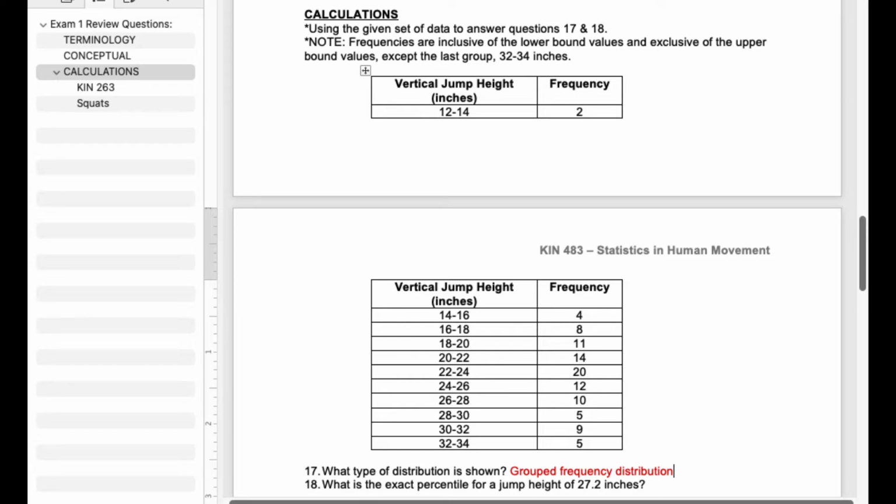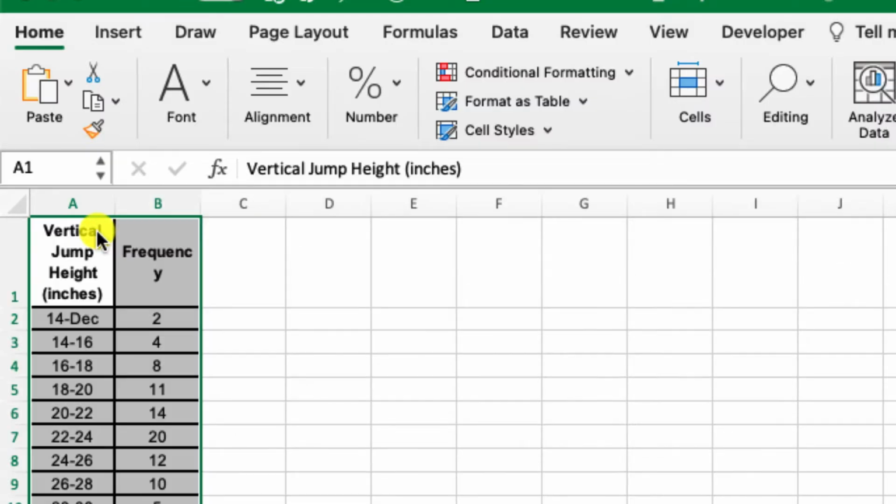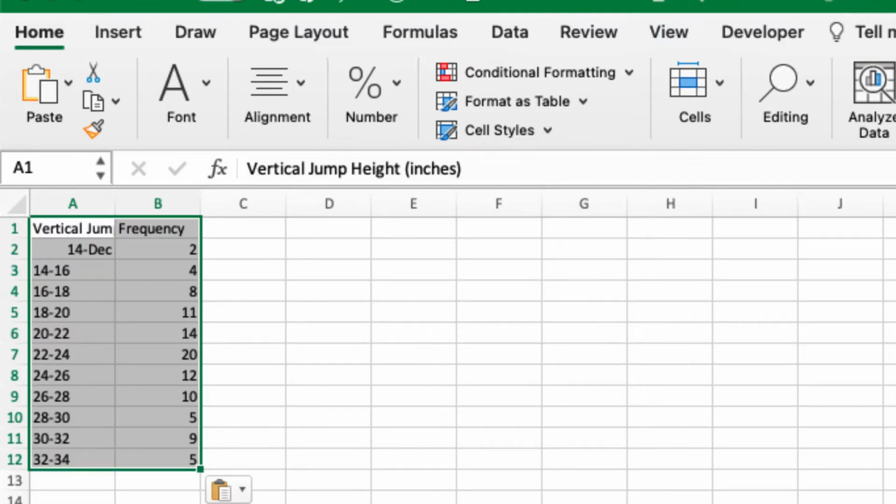The question we have attached to this frequency distribution is, what is the exact percentile for a jump height of 27.2 inches? So in order to find this, the easiest way we can make this calculation is to copy our table, and then we can paste our data into our Excel spreadsheet. This is just the other calculations tab that I have for any miscellaneous calculations you'll be doing for the review.